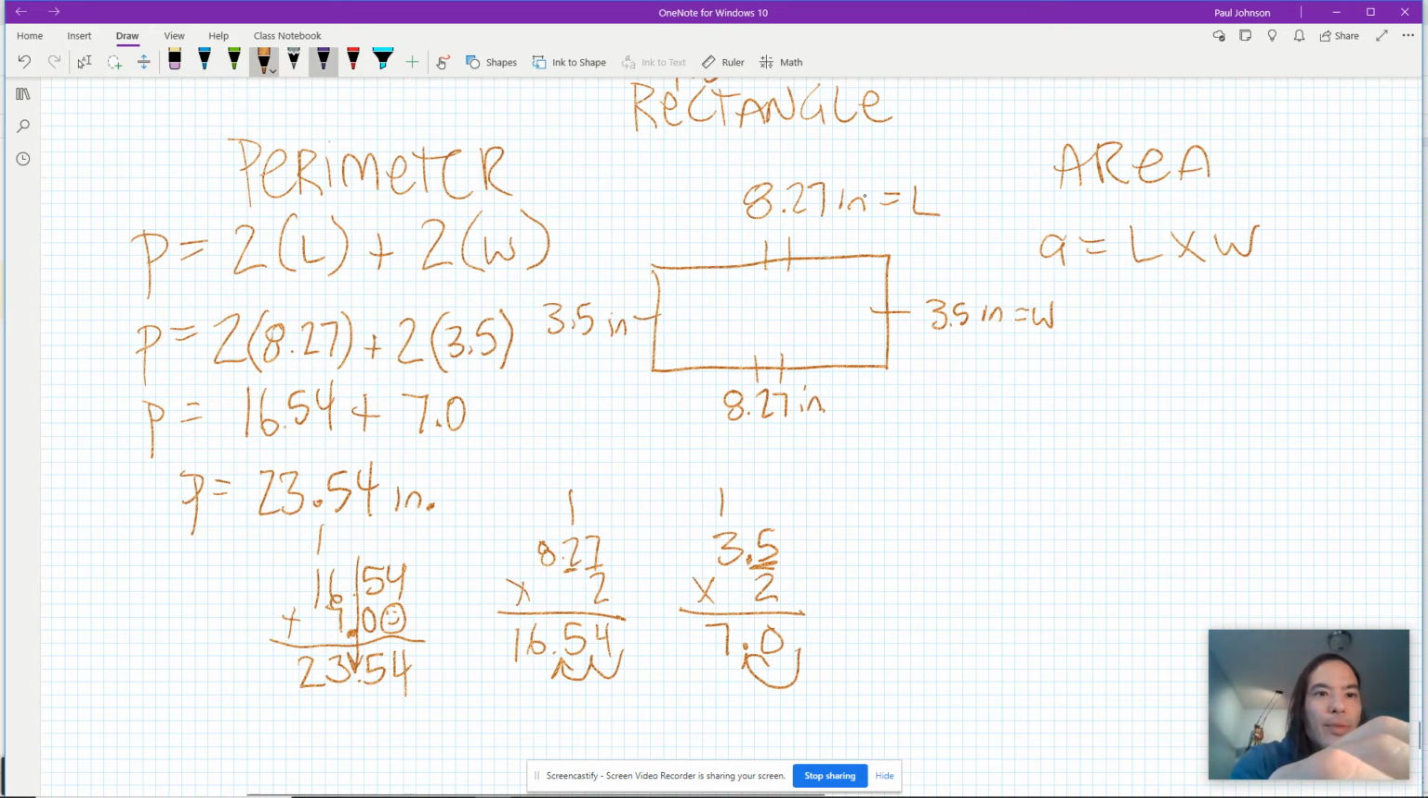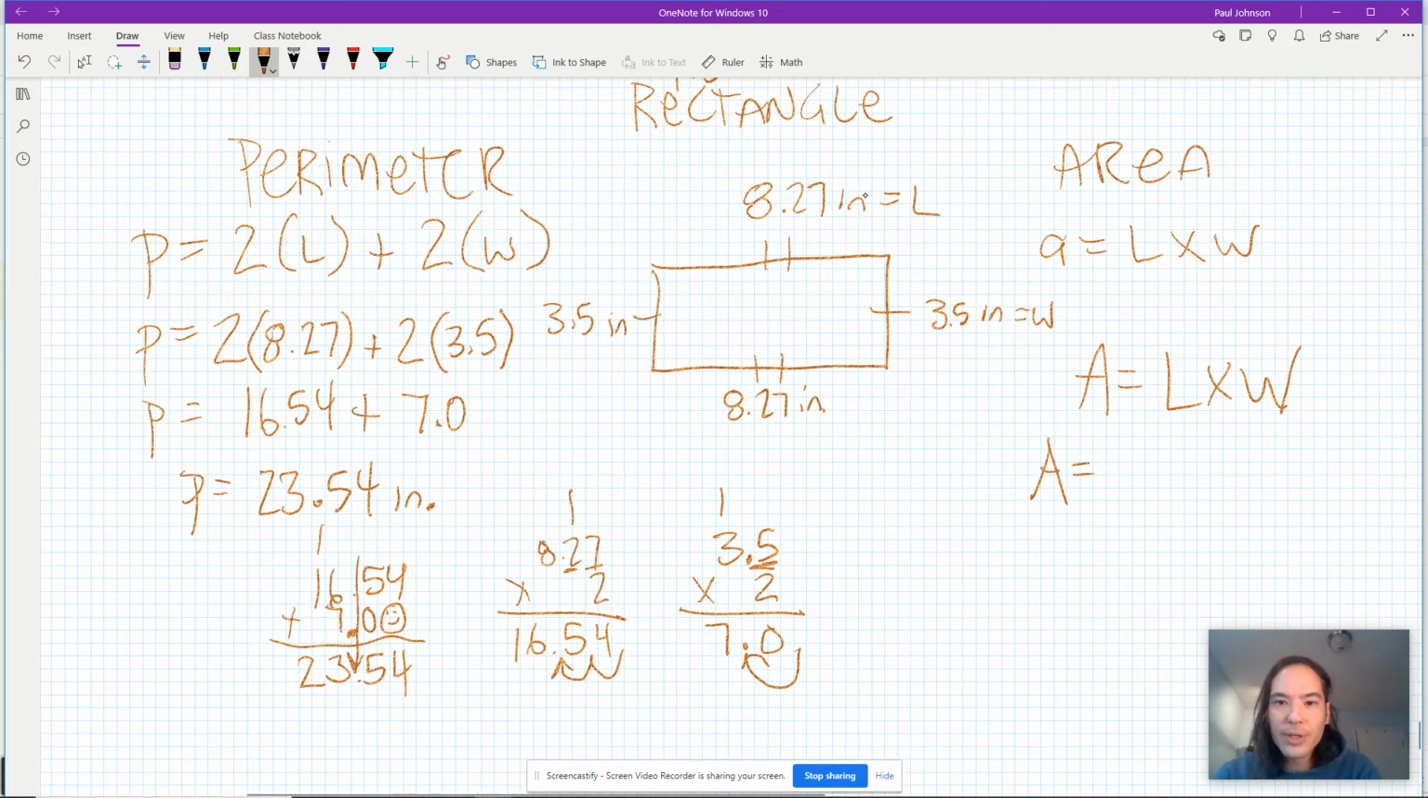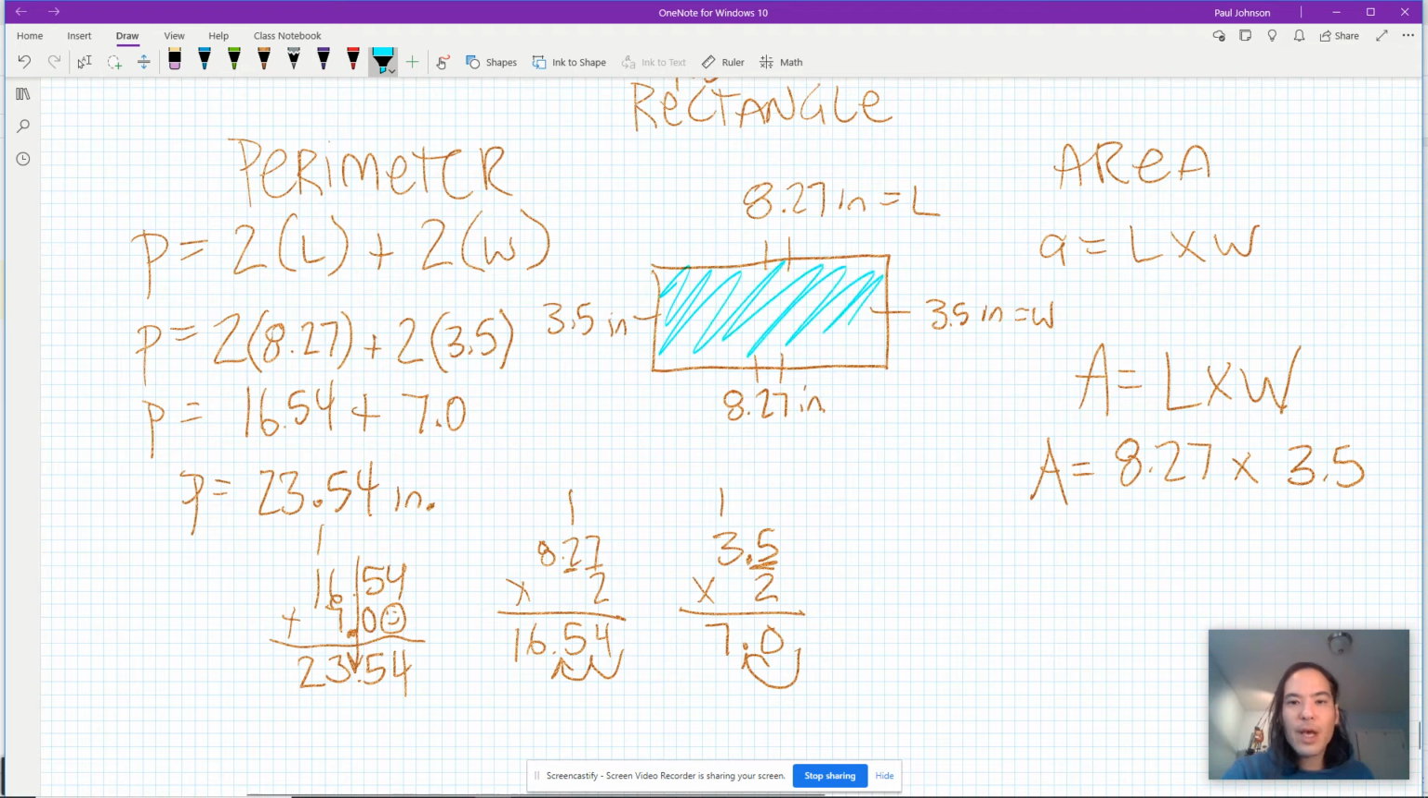All right. And then for this one, area equals length times width. Area is what I don't know. And what I'm going to do is plug in the length, 8 and 27/100 times the width, 3 and 5/10. So to find the space on the inside, I'm going to need to multiply 8 and 27/100 times 3 and 5/10. So let me do that to the side.